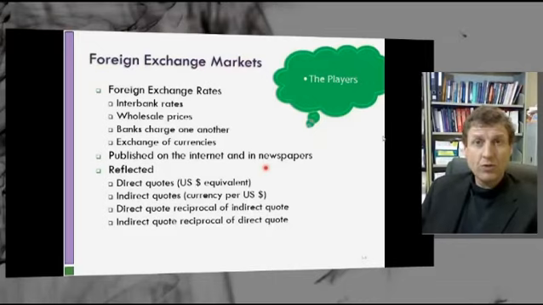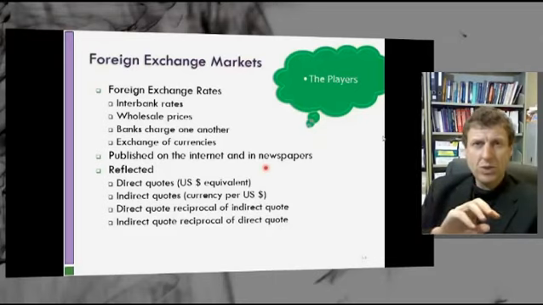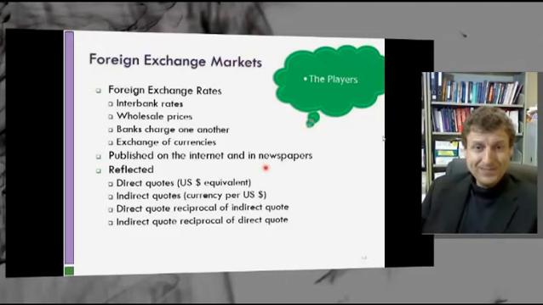So a direct quote would be that the US dollar buys 1.2 Australian dollars, but it's always been quoted in the other way, and that is 0.8 of a US dollar buys 1 Australian dollar. And so different depending on which currency pairs you're talking about. Some are quoted in direct ways, some are quoted in indirect ways.